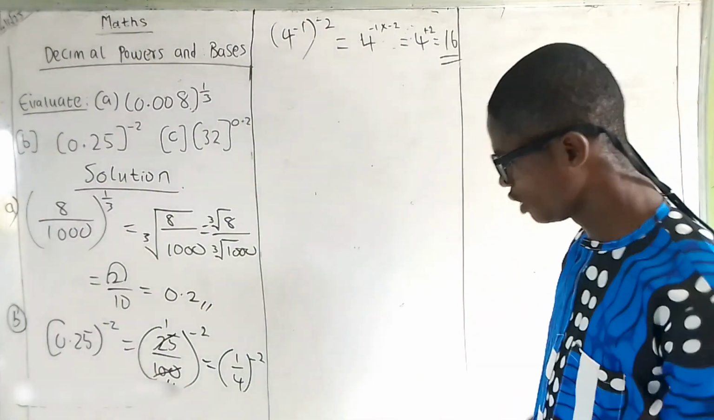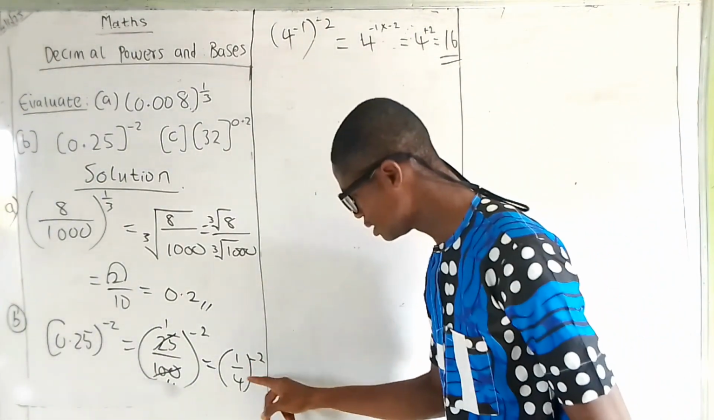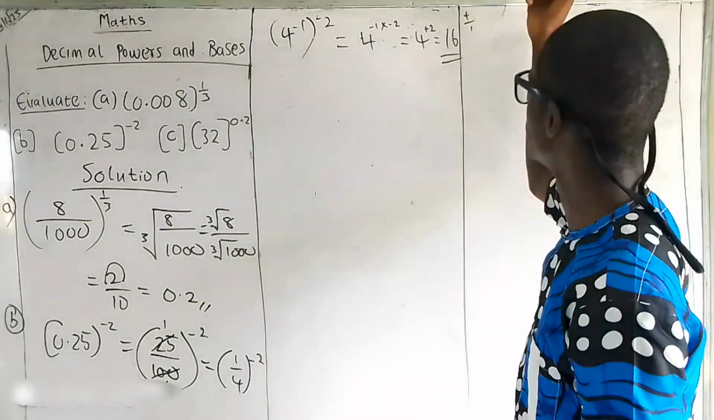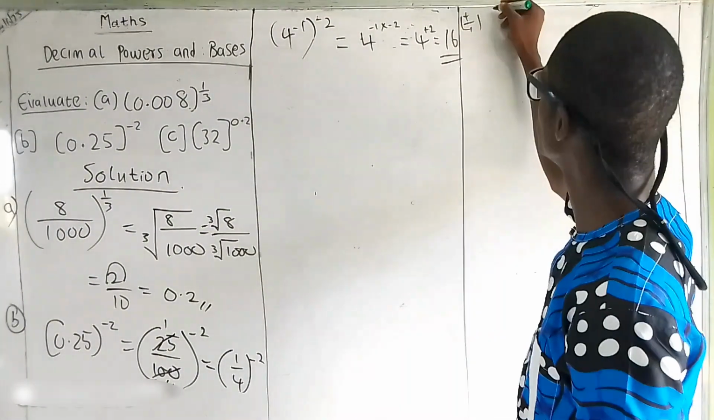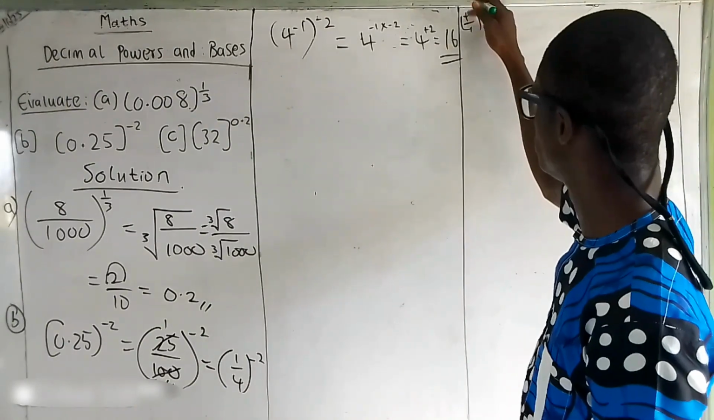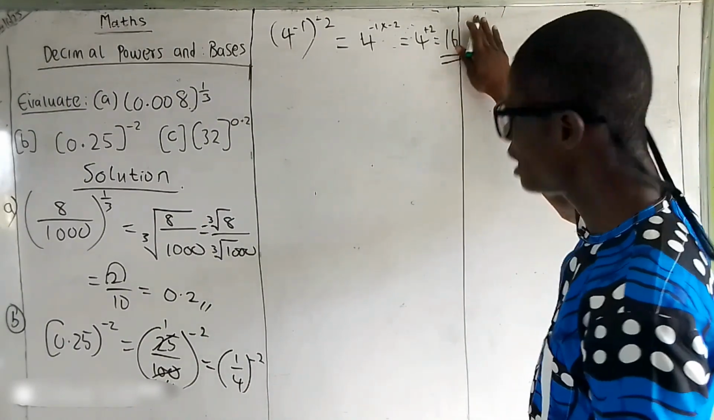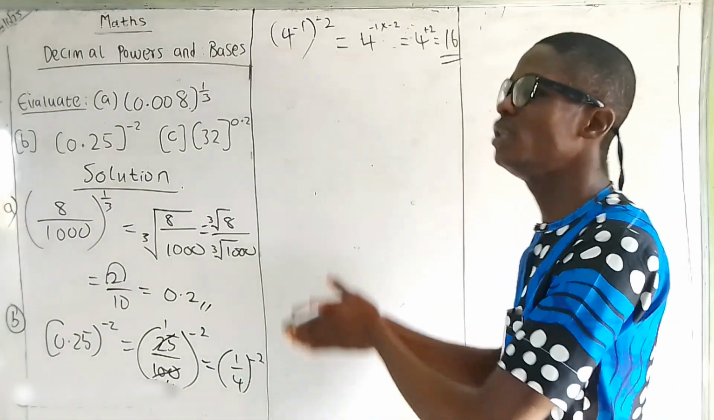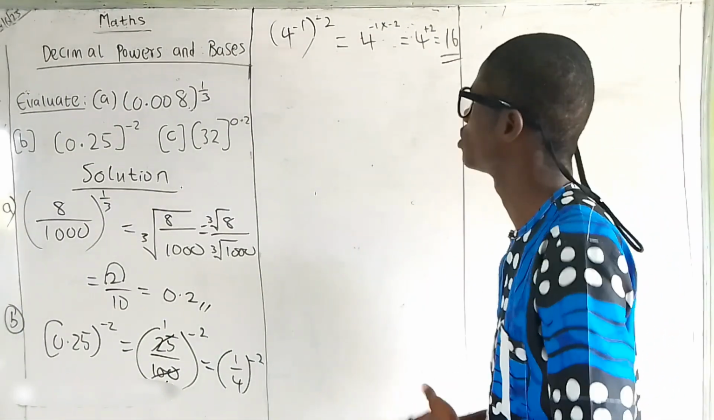So that is it. But if you want to do it by the normal way, since this is the inverse, just bring it and it will turn to what? 4 over 1. Then raise it to the power of 2. It's still 16 over 1, which is 16. So anyhow you just do it, you just understand the principle. If you are following the right principle, it will always lead you to the right result.